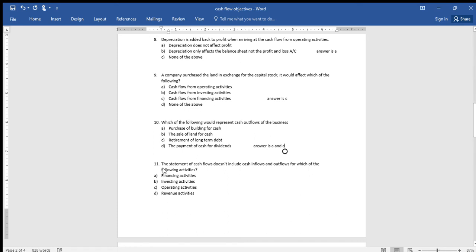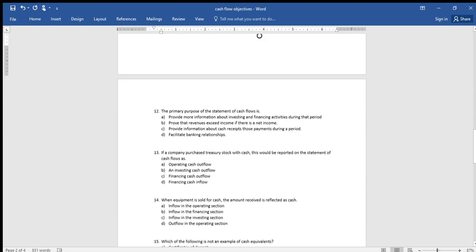Then question 11. The statement of cash flows does not include cash inflows and outflows for which of the following? The statement of cash flows is about three activities: the financing activity, the investing activity, and the operating activities. So here the answer is D. It does not include revenue activities.